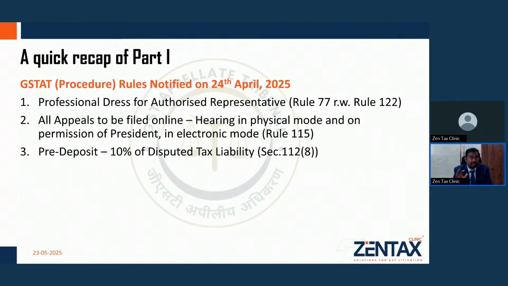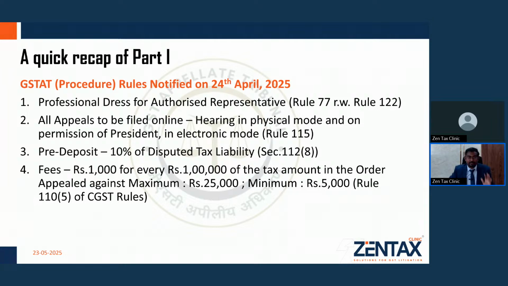The law is very clear that an additional pre-deposit to the extent of 10% is required to be paid at the time of filing an appeal before the GST Appellate Tribunal, as is contained in the provisions of the CGST Act, Section 112, Sub-section 8. In addition to the pre-deposit, which is mandatory even with respect to the first appellate authority, when we go to the second appellate authority, that is the GST Appellate Tribunal, it is mandatory that there is payment of a fee, which is provided in Rule 110, Sub-rule 5 of the CGST Rules.